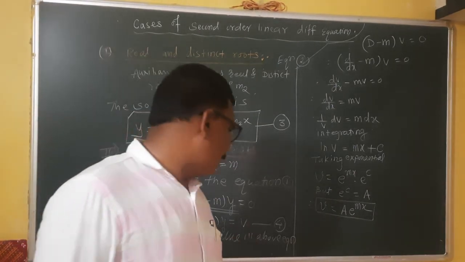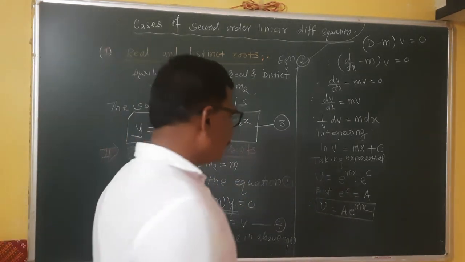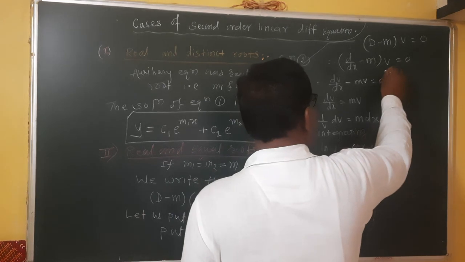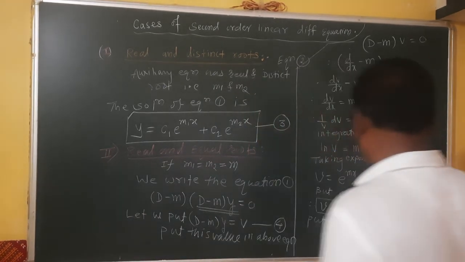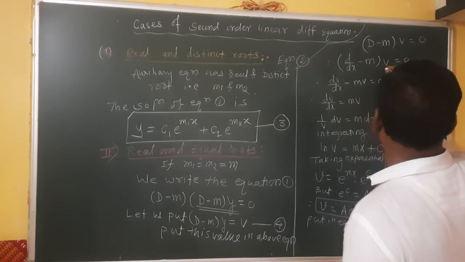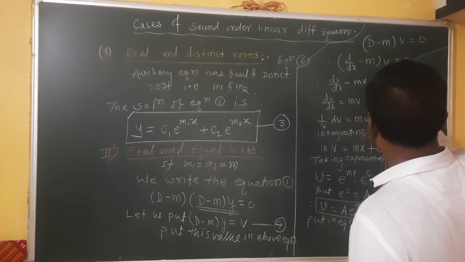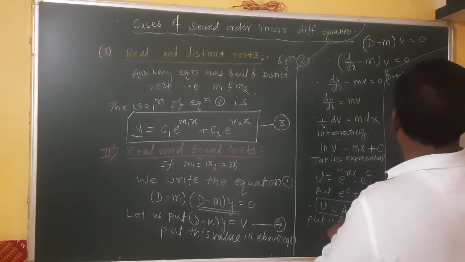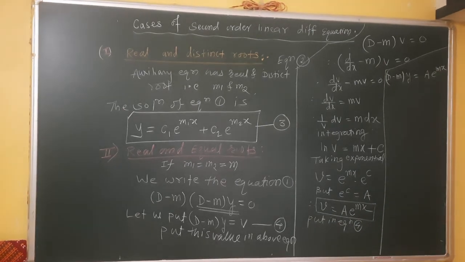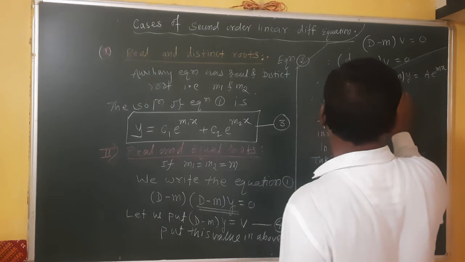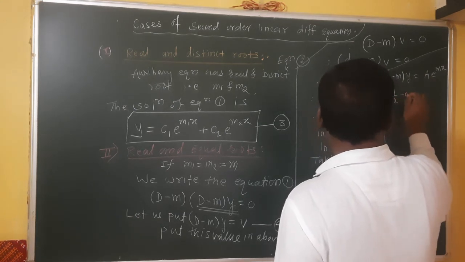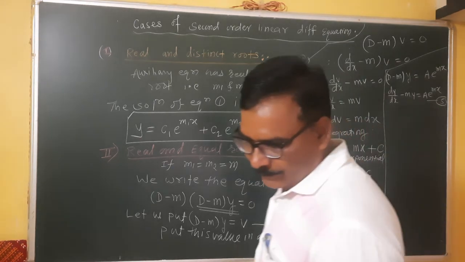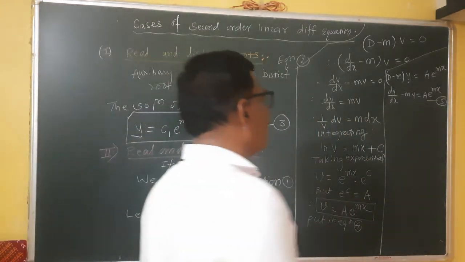Now substitute this value in equation number 4. Why do we substitute this value in equation number 4? We get (D minus m) y is equals to, what is the value of v? That is A into e raised to mx. This can be written as dy by dx minus my is equals to A into e raised to mx. Equation number 5, which is a first order linear differential equation.